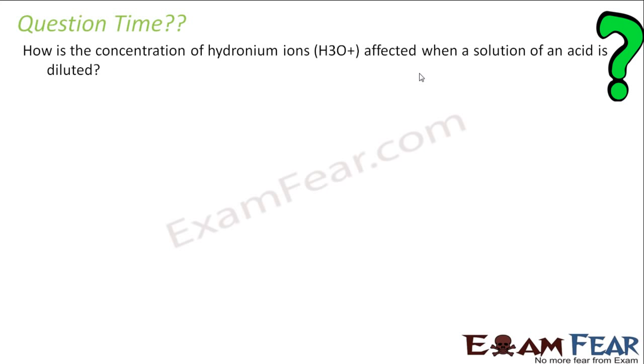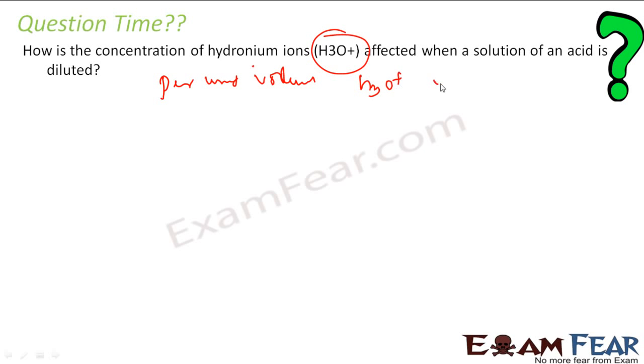How is the concentration of hydronium ions affected when a solution of an acid is diluted? Obviously, it will be less. So if you talk per unit volume, the hydronium ions will decrease. But the total hydronium ions will be the same.